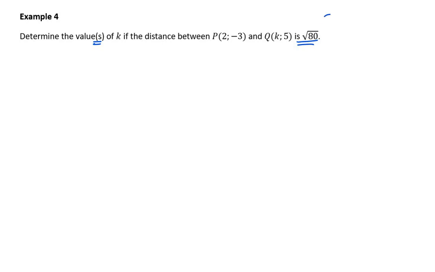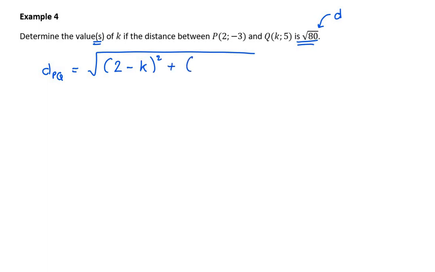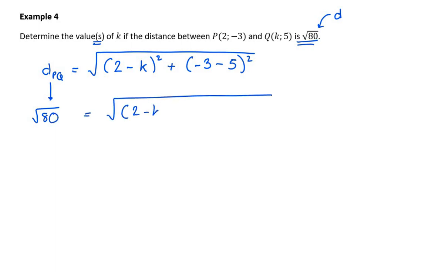So this is a typical working backwards question because they've given me the distance. So how would I work out the distance from P to Q? I would use my formula. And the formula is the x value of 1, so it's 2, minus k squared, plus negative 3 minus 5 squared would be the distance. However, this time I know the distance. The distance is root 80. Now, one of the things making this particular question ridiculously ugly looking is the square root.